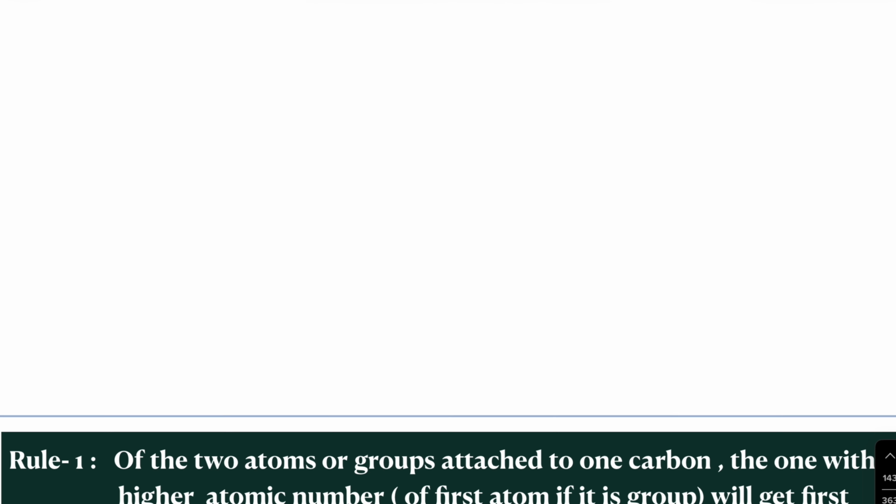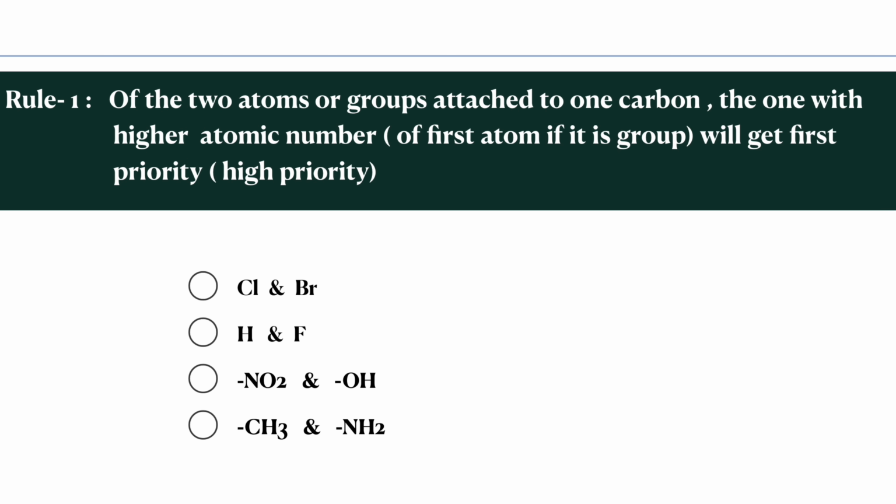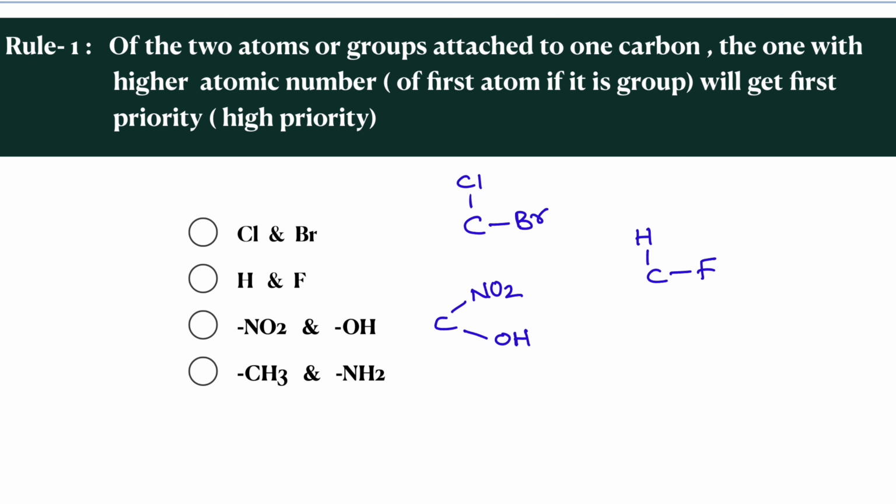Now let us discuss the rules in 5 steps with a clear example. Of the 2 atoms or groups attached to one carbon, for example, if you have a carbon, it is attached to chlorine and bromine. Otherwise, carbon attached to hydrogen and fluorine. Or you can also take a third example, carbon attached to NO2 and OH. Even the last example, carbon attached to CH3 and NH2.